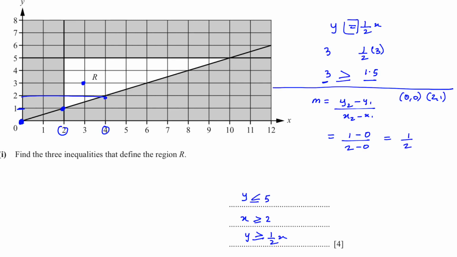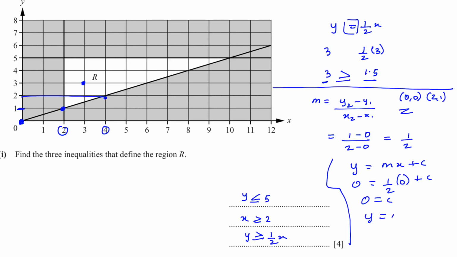After you find your gradient, substitute in y is equal to mx plus c to find your c. Better to use 0 and 0, it's much easier to solve. So we can see that c is 0. Now again, when we replace in y is equal to mx plus c, you will have y is equal to half x. This is the other way of finding the equation of line.